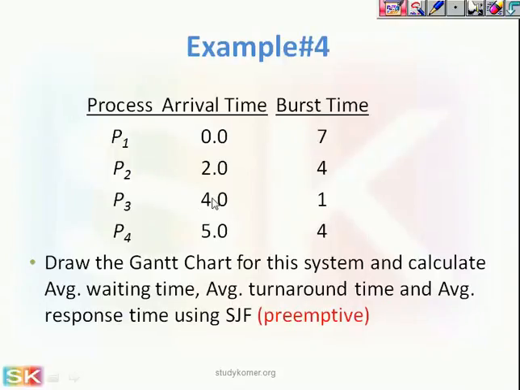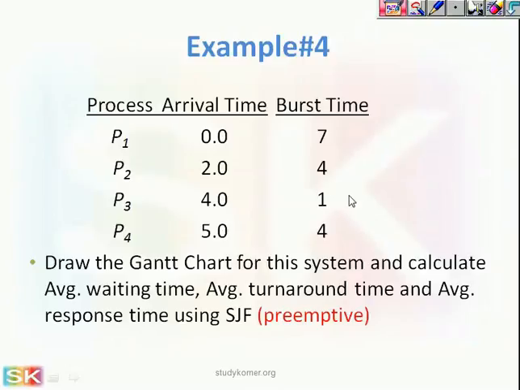At time 4, a new process P3 is submitted. So up to 4, P2 has completed 2 time units. It has started from 2. So up to 4, it has completed 2 units. So the remaining burst time of P2 is 2 units, and P3's burst time is 1 unit.